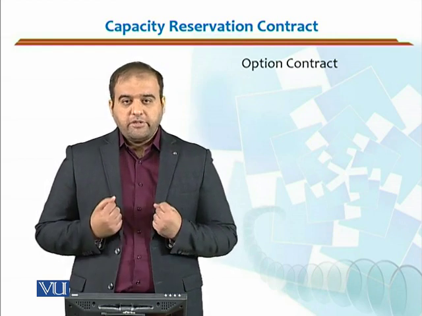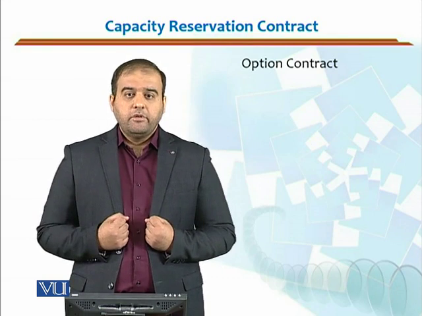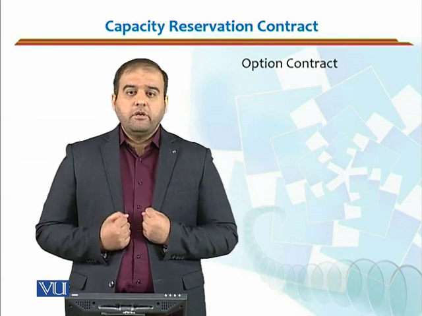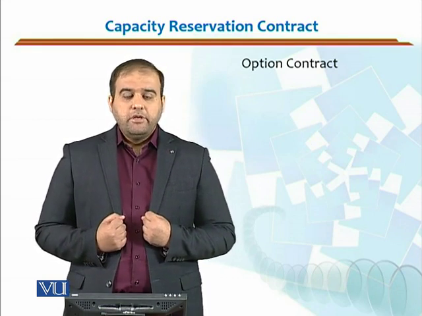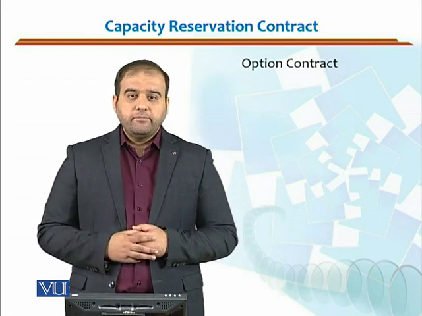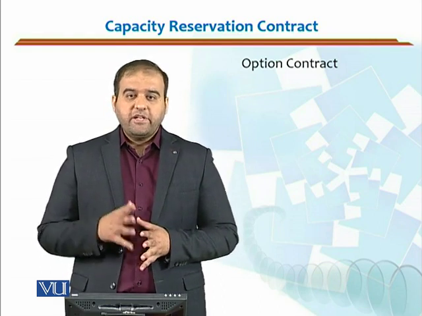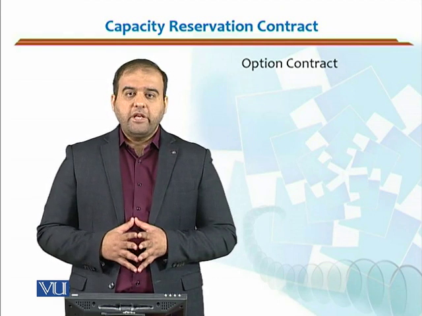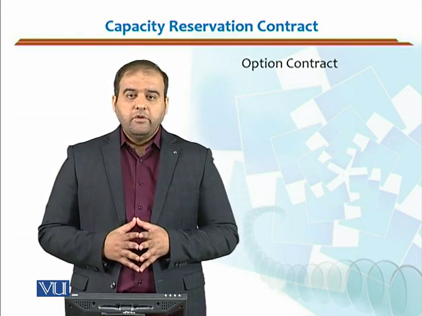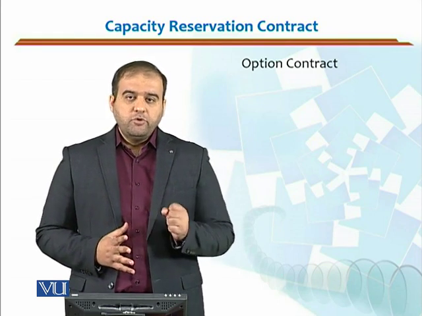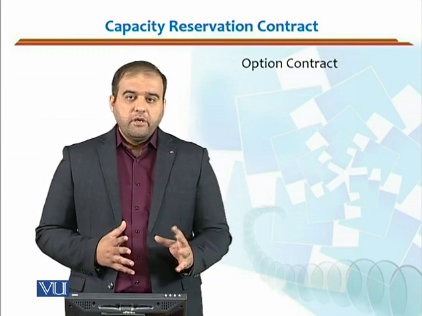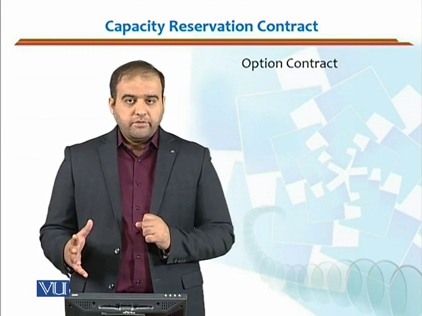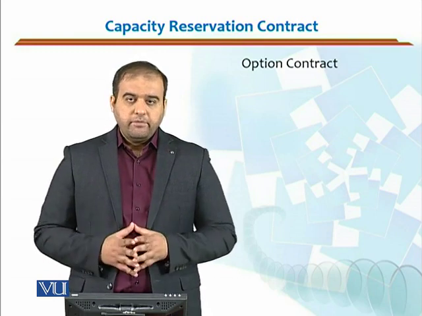So in option contracts, you actually buy the option. So you have an option of going for 1000 units. Now, how much do you exercise or execute? That might be 800, 900. So the option price of those units which you reserved but didn't exercise would be lost.